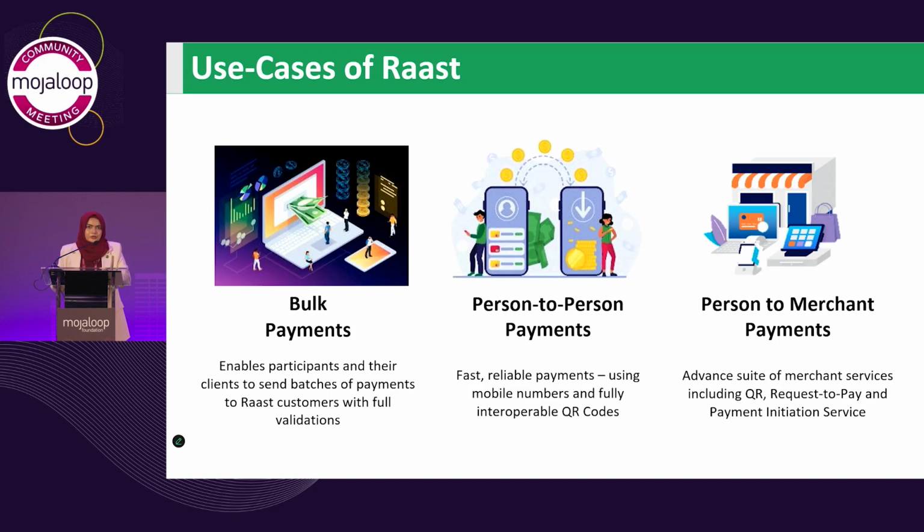Earlier, it used to take T+7 days for someone to receive a payment from a government. It could be a vendor payment, salaries, and final settlements would also take that much time. And it all happened through paper instruments. Now it's all digital and happening through RAAST in real time. Person-to-person payments, we'll also share the statistics with you. In RAAST, the person-to-person payments settle within 17 seconds.